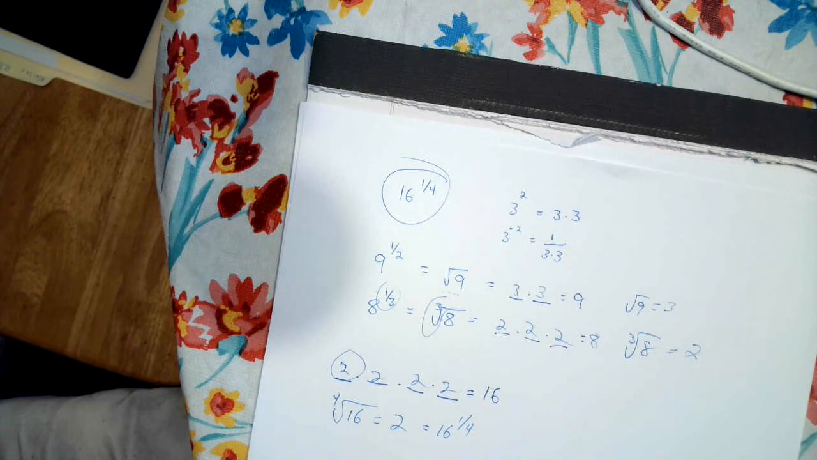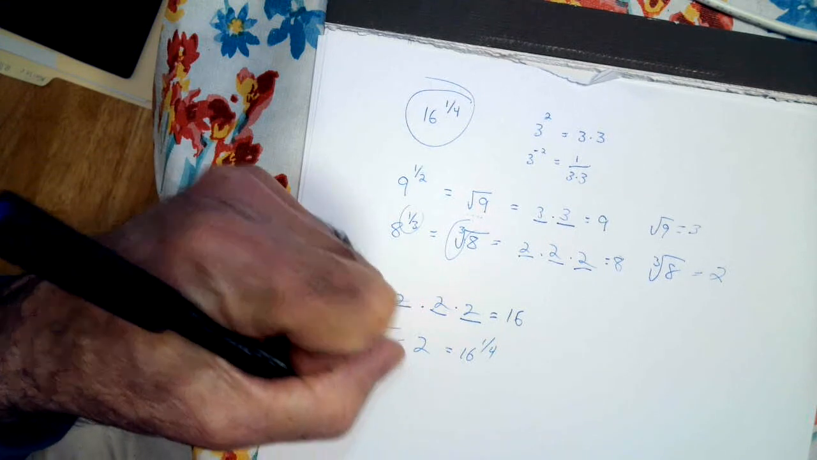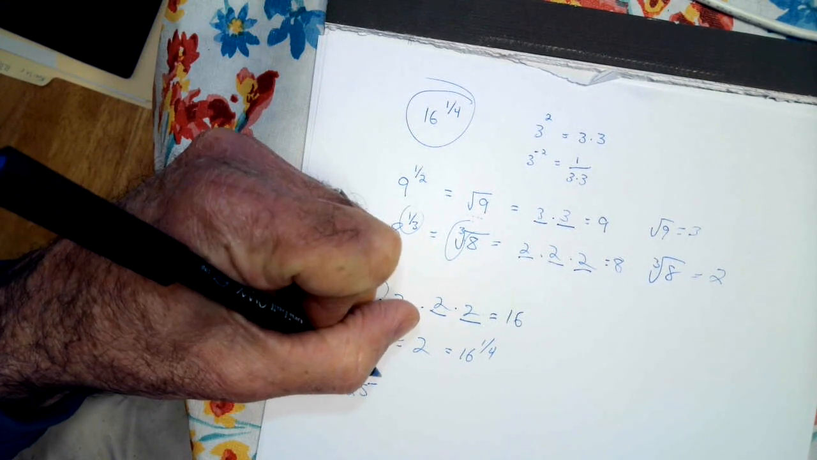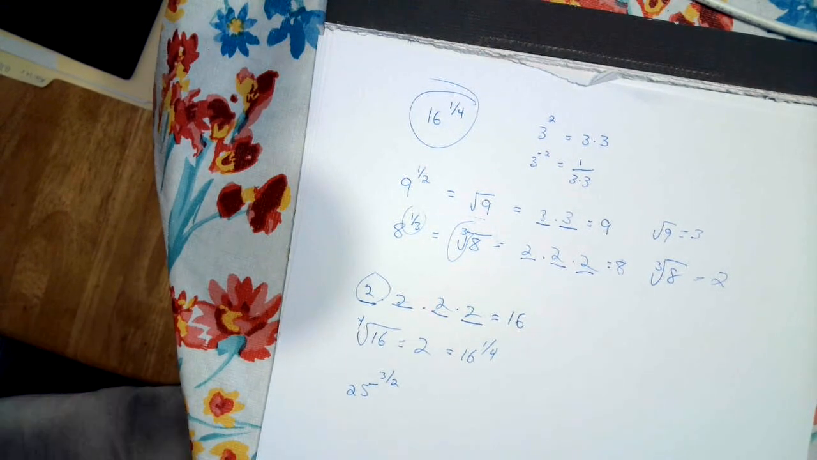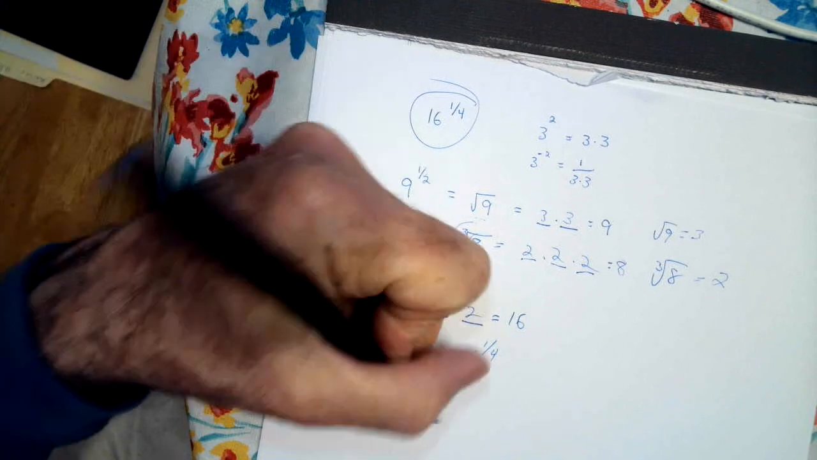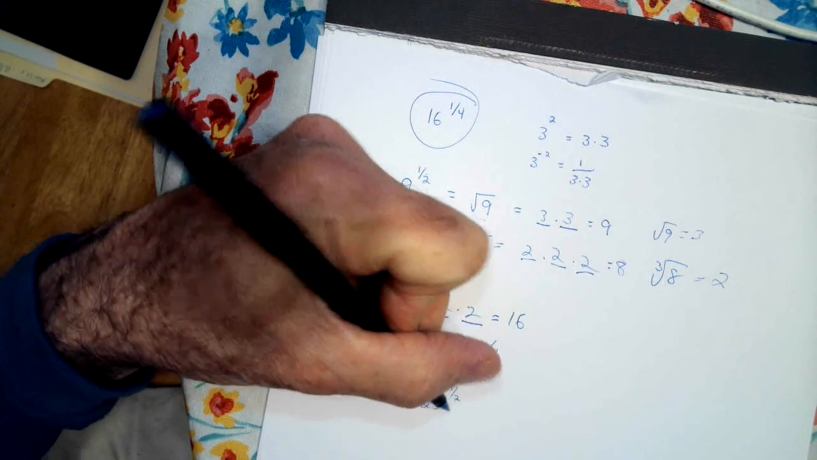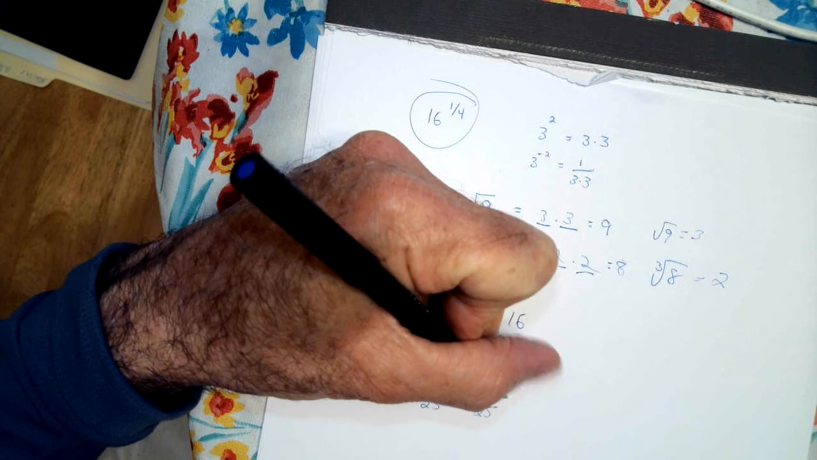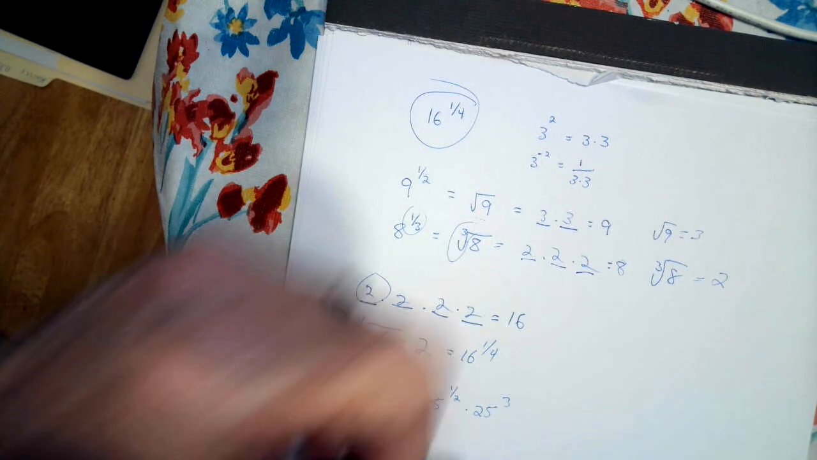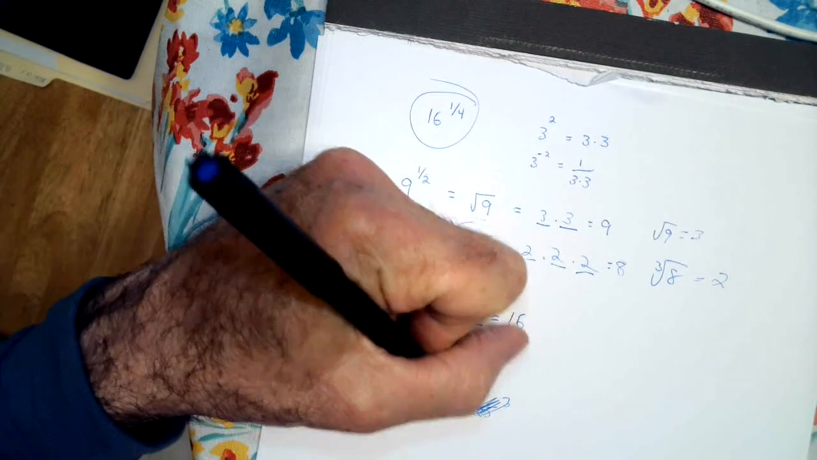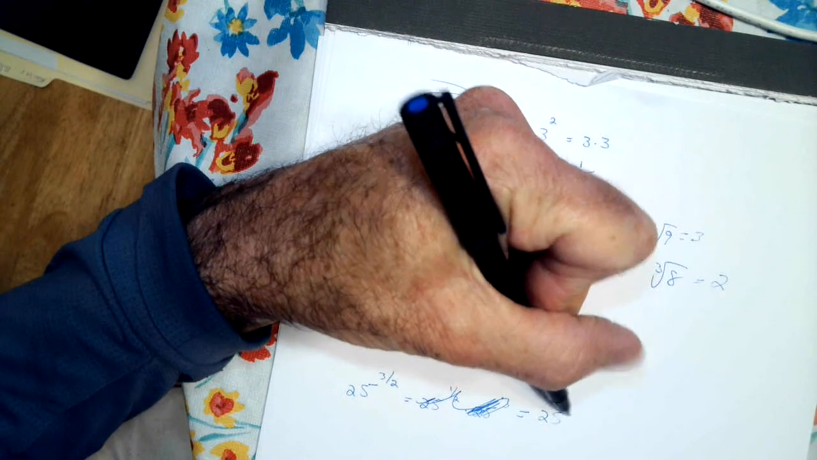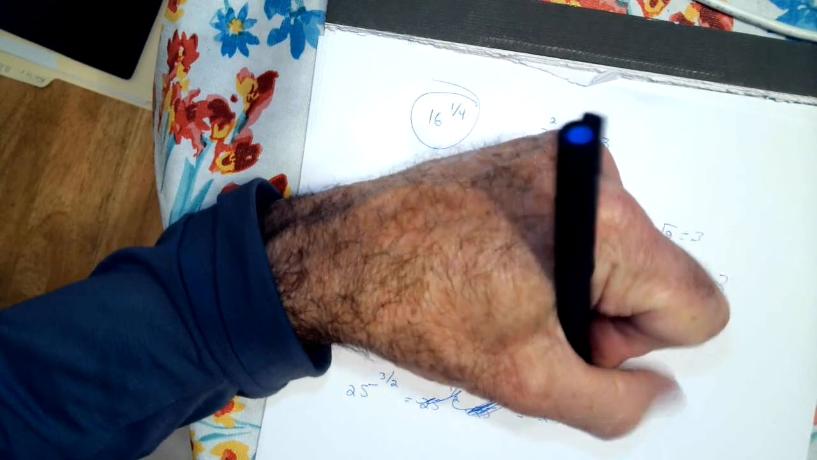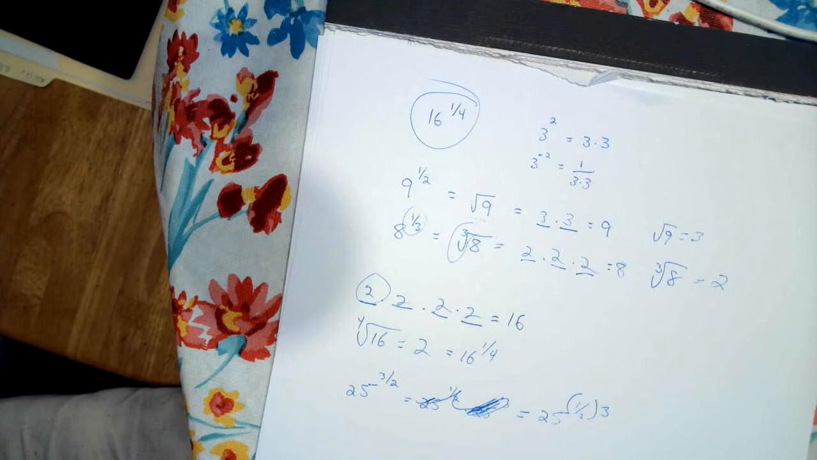Now, you have a next problem on here, which is 25 to the 3/2. What you have to do here is you have to know the multiplication deal. Sorry, let me back up. Let's put it this way: 25 to the 1/2, and 1/2 times 3. See that? 25 to the 1/2 to the third power is what that means.